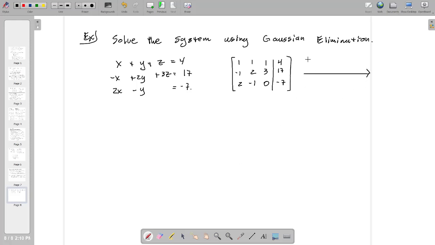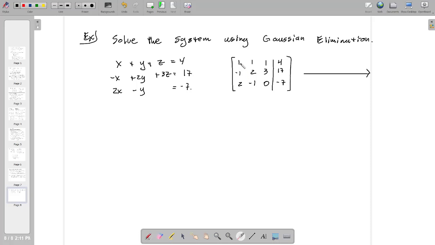But first things first, remember that we want to get leading entries of 1, and we want to get zeros below each leading entry. That's basically what row echelon form is. Leading entries of 1 and zeros below. So here, I already have a leading entry of 1 in the first row, which is what I want, so I don't want to touch row 1 yet. But I need a 0 here.